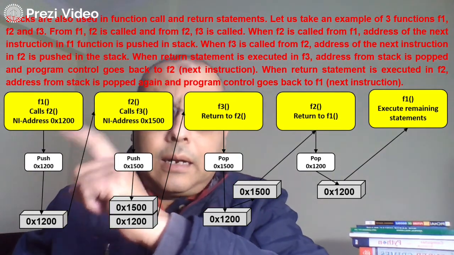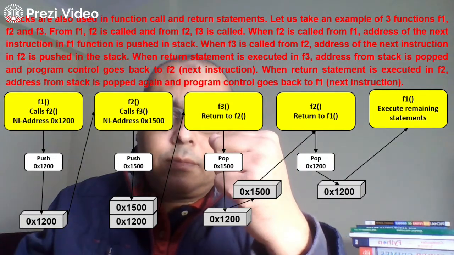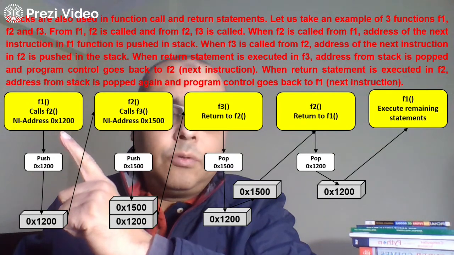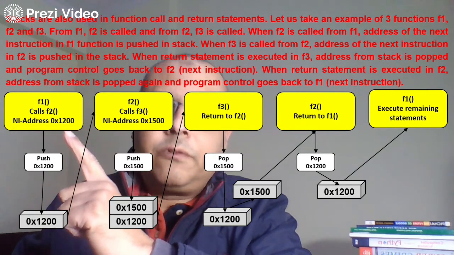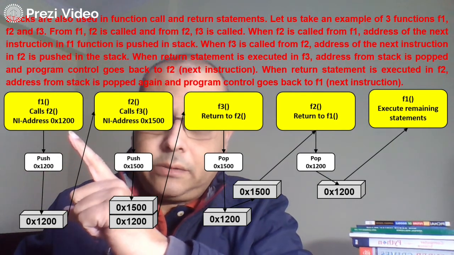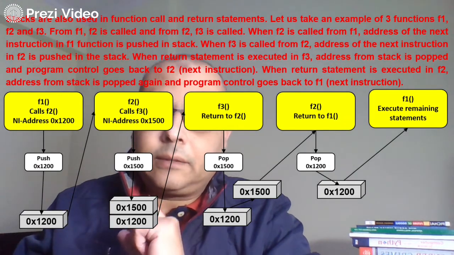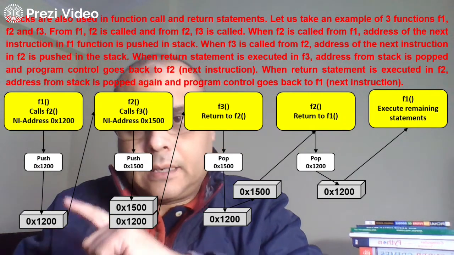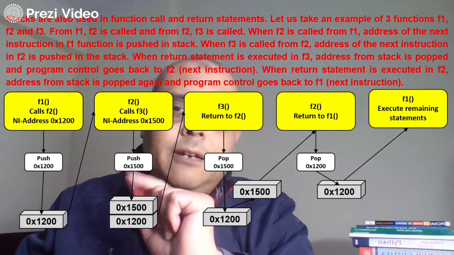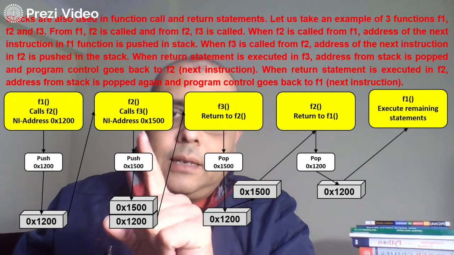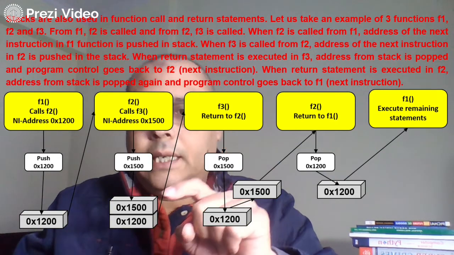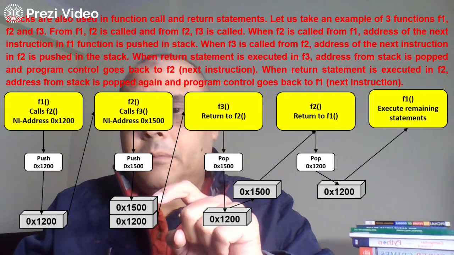Now how is the stack used? Let's say function f1 calls function f2. But before the control jumps to function f2, the address of the next instruction is pushed inside the stack. And then the control jumps to function f2. Now function f2 calls function f3. Again, the address of the next instruction in the program is pushed inside the stack and the program control jumps to function f3.